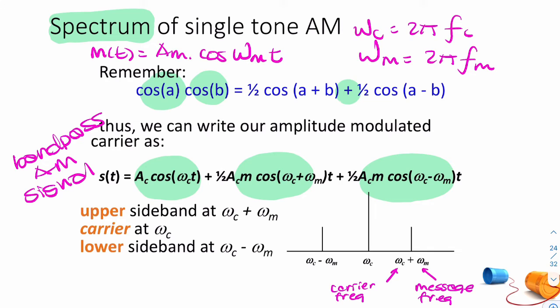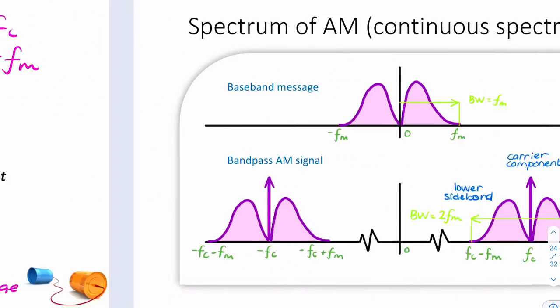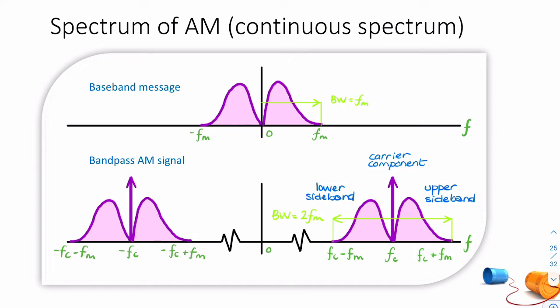In reality, in real life, we don't have messages that boring. What we have is messages that maybe look like this. We have a real spectrum, so not just a single impulse at omega m and minus omega m. What we have is a range of frequencies. So if this was my voice, for example, then that fm would be something like 4,000 hertz. Okay, so this is our baseband signal. This is our baseband message.